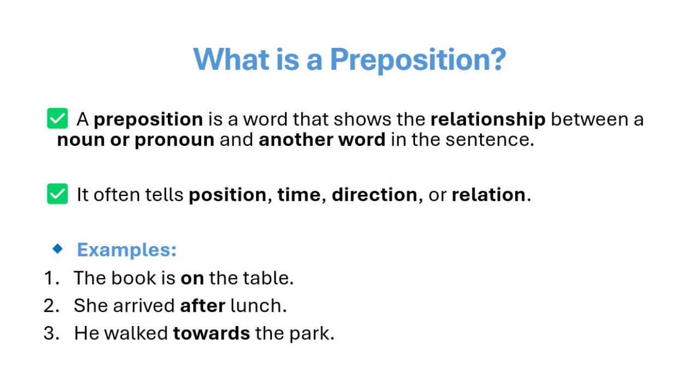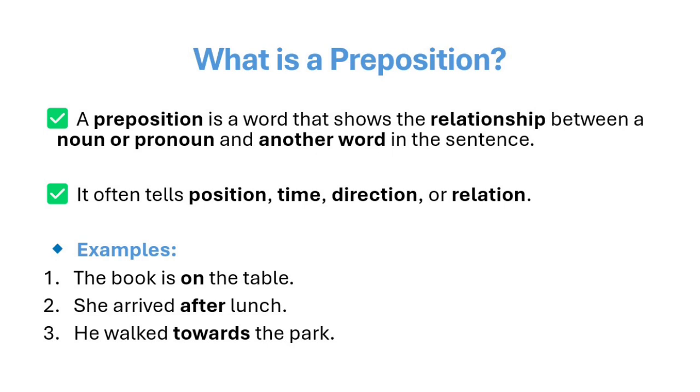Now let's see what is a preposition. A preposition is a word that shows the relationship between a noun or pronoun and another word in the sentence. It often tells position, time, direction or relation, between two nouns or pronouns. With the help of examples, you can understand this in a better way.